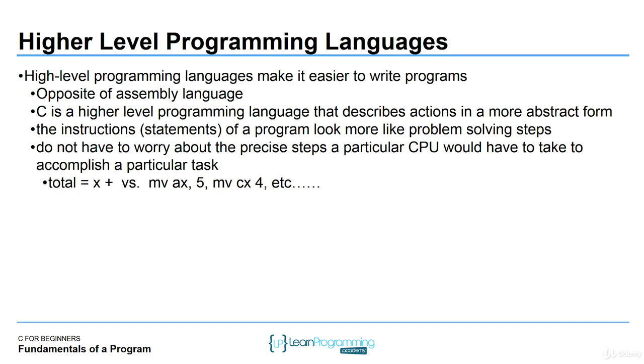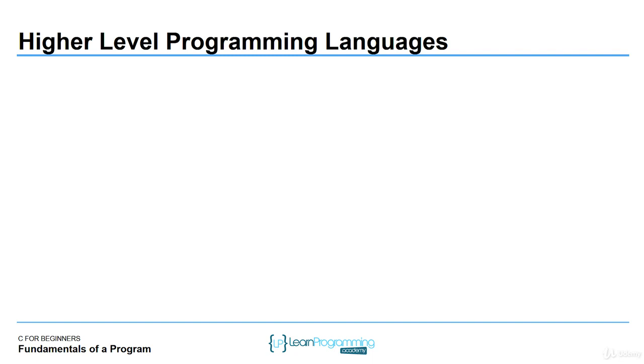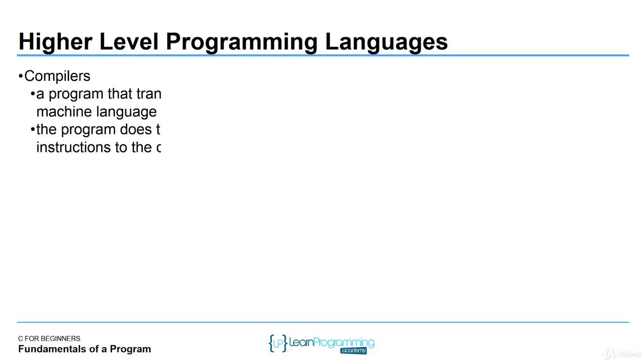These are high-level programming languages that make your life a lot easier and are much more efficient. In addition to these higher-level programming languages, if you have this language that's more abstract, you have to be able to take that language and then run it on a CPU. You have to convert it essentially to instructions that the CPU understands. And so this is where a compiler comes into play.